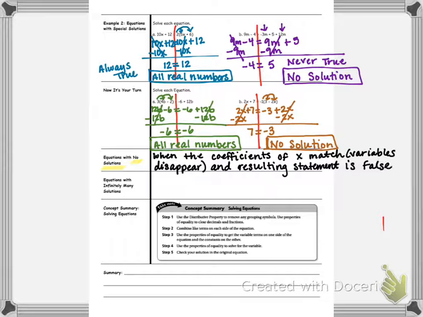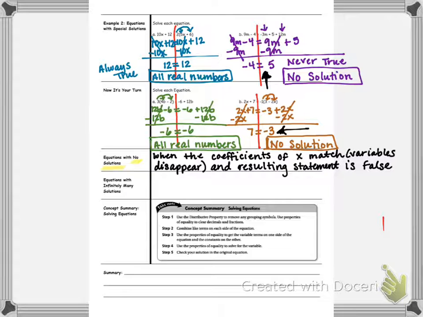So you will get no solution when the coefficients of x match. So when your coefficients are the same, but the resulting statement is false. Like this here is a false statement. This here is a false statement. So when your coefficients match and it creates a false statement, that is no solution.